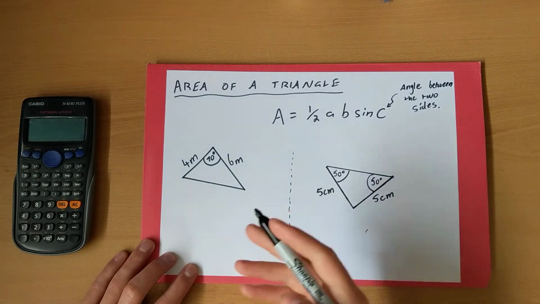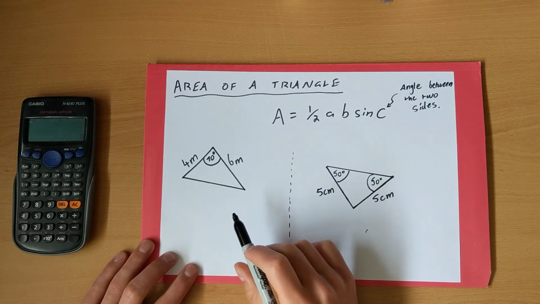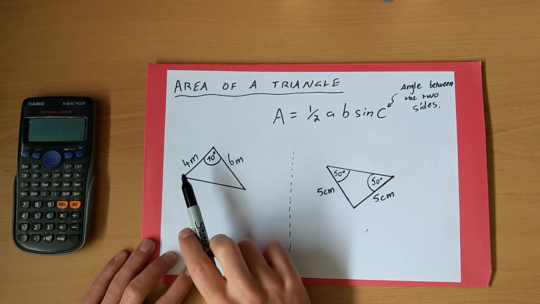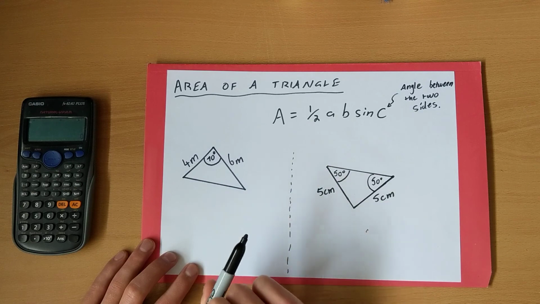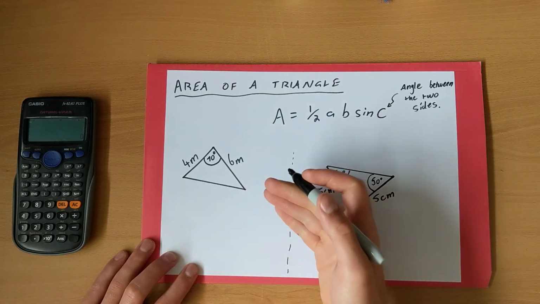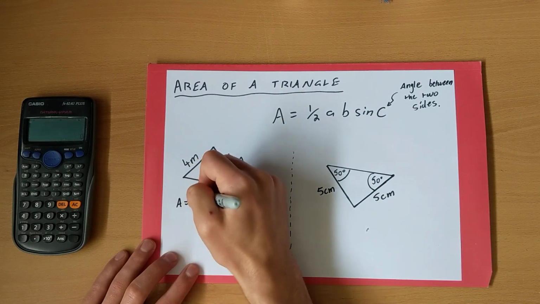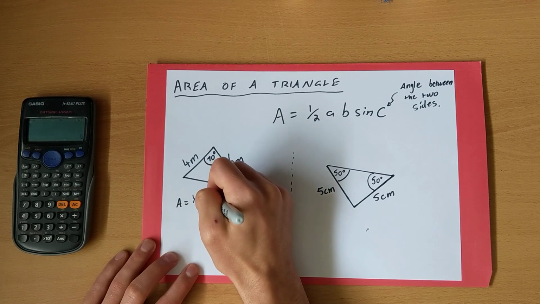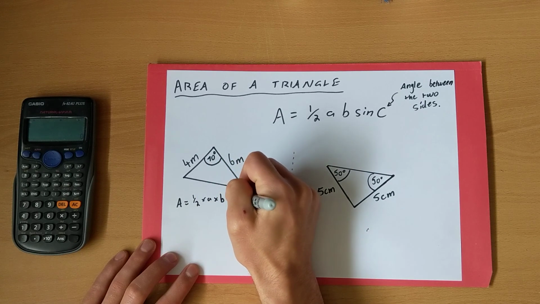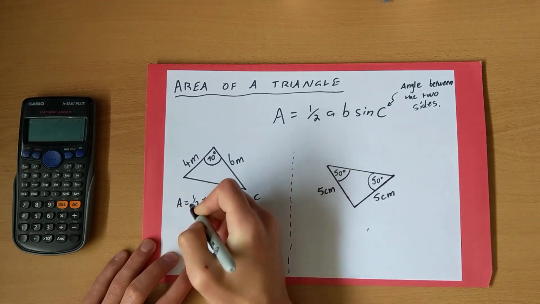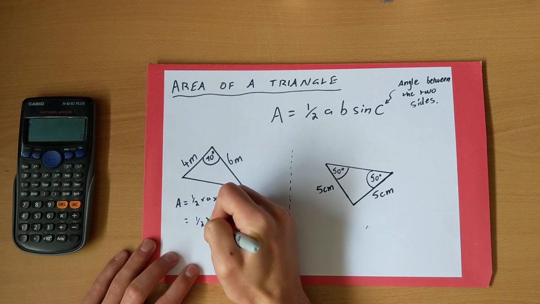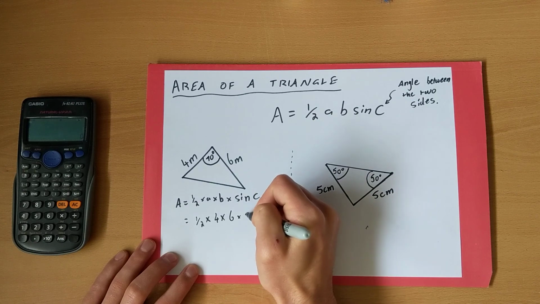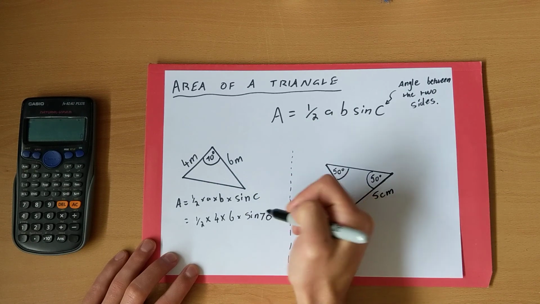So let's do two examples. The first example is this one here, where I've got a non-right-angled triangle. The side lengths, the adjacent side lengths are 4 meters and 6 meters, and the angle between them is 70 degrees. So that's very straightforward then. The area of that triangle is a half times A times B times the sine of the angle between them. So if I plug in my numbers, that's a half times 4 times 6 times sine of 70.